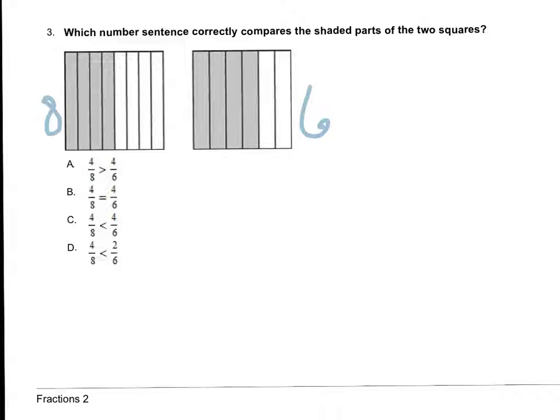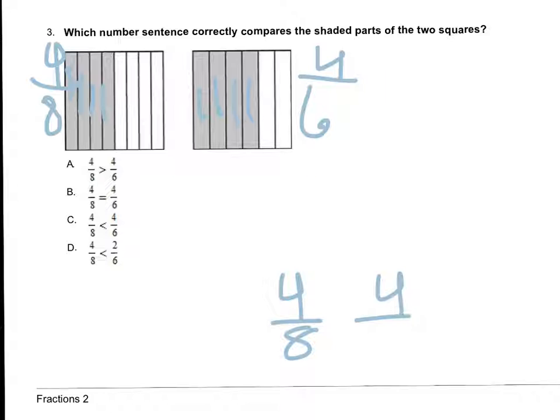But let's just go. Okay, so how many parts are shaded for the 8s? 1, 2, 3, 4. And then for the 6, 1, 2, 3, 4. So 4 6s and 4 8s. So 4 8s and 4 6s. So A. 4 8s.